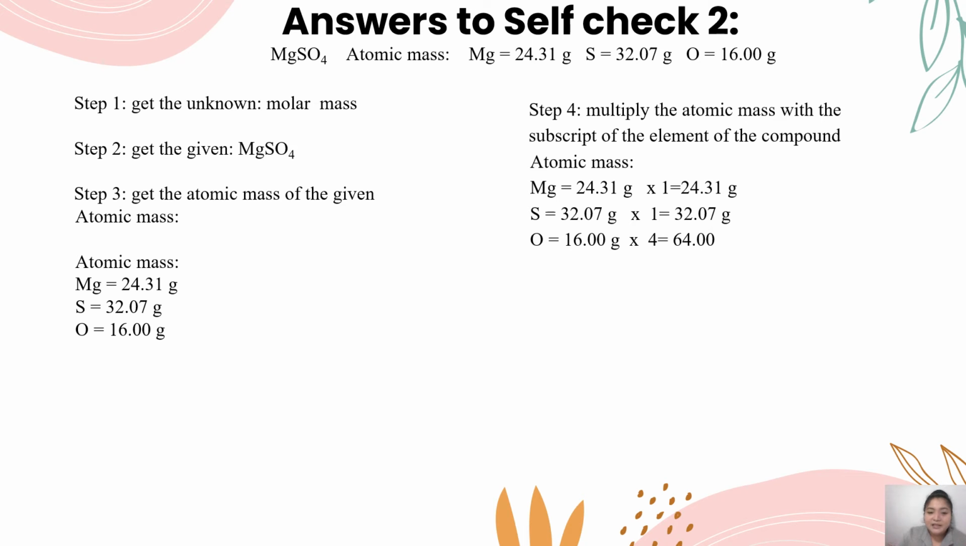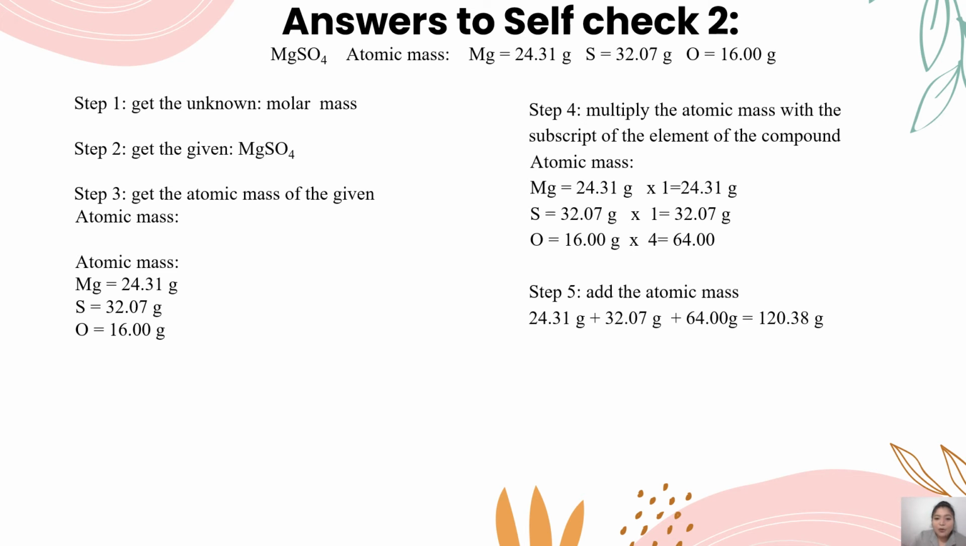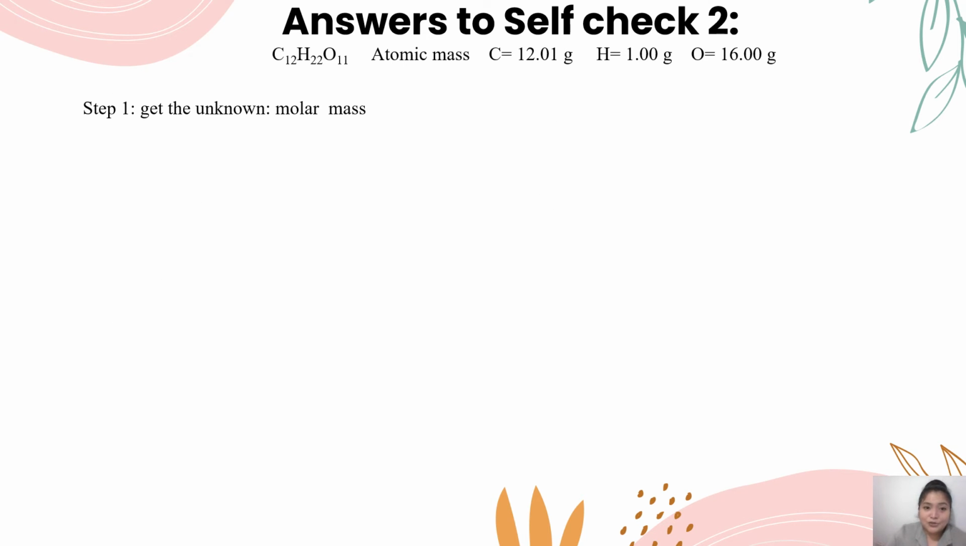And then the next step will be step number 4. You are going to multiply with their corresponding subscript. And then afterwards, you are going to add their atomic masses. Then finally, our answer is, did you get it correct, class? Very good. So we have 120.38 grams per mole.